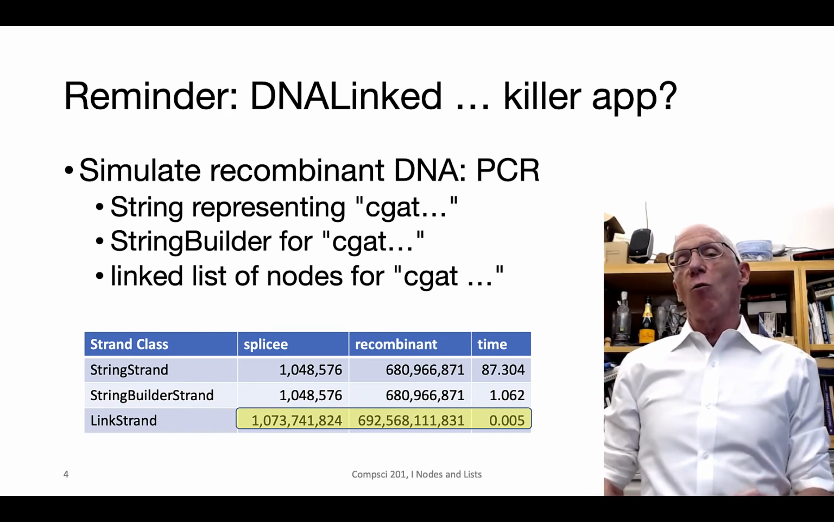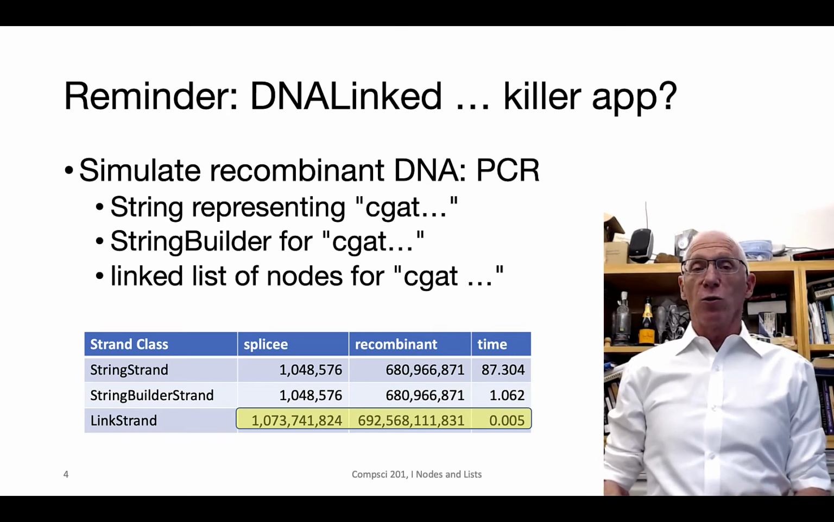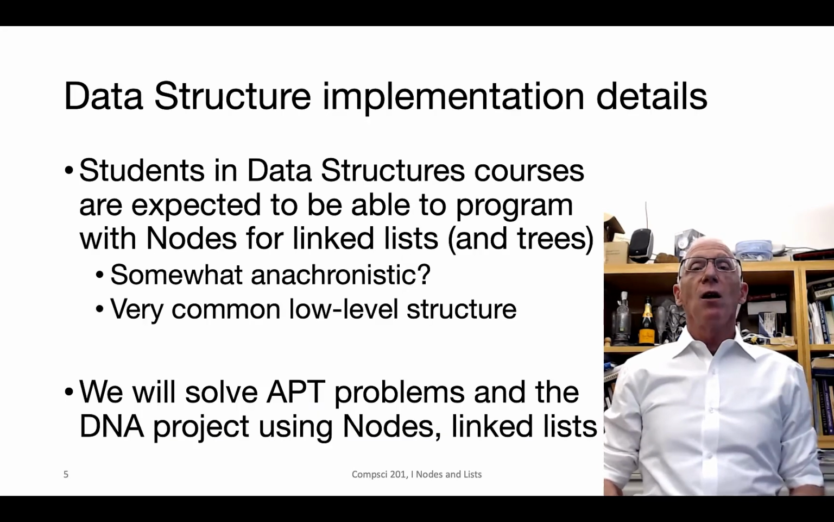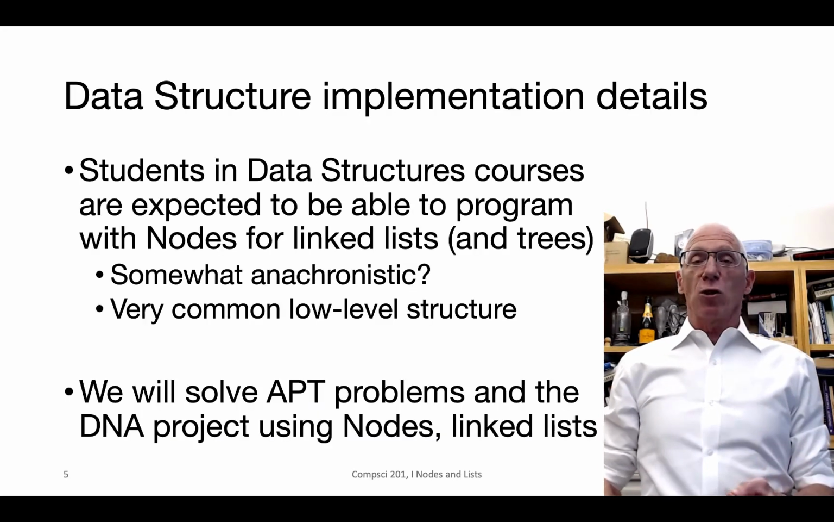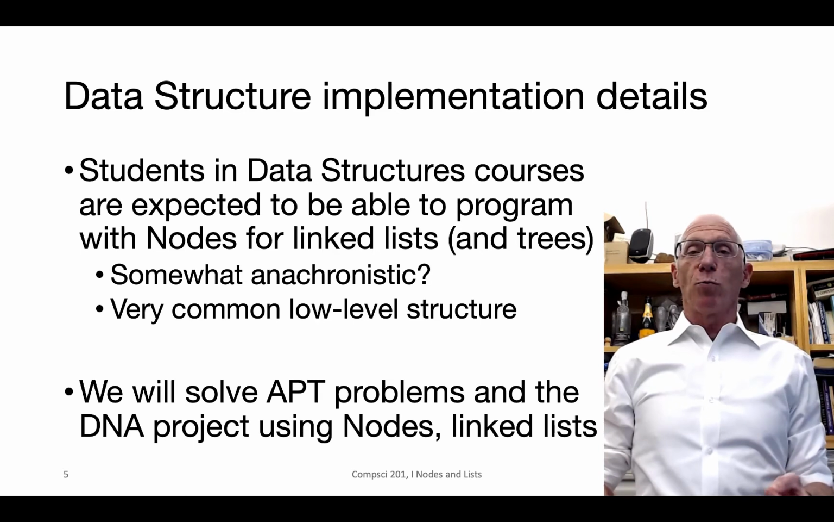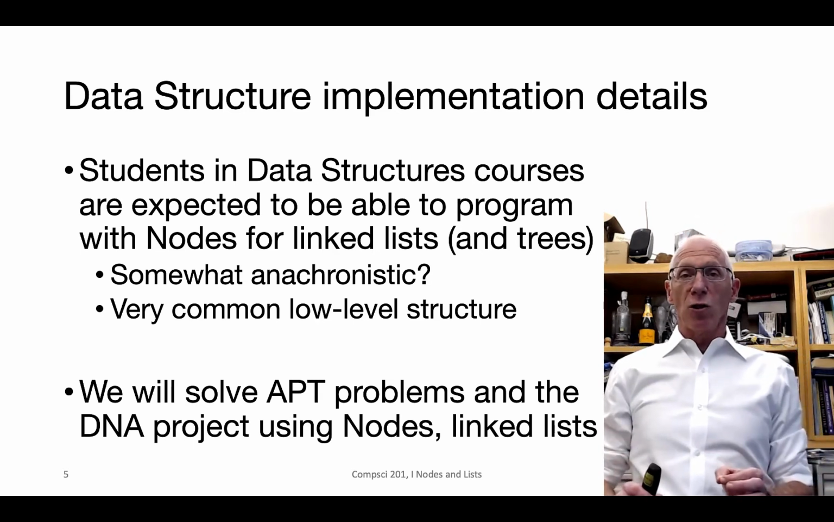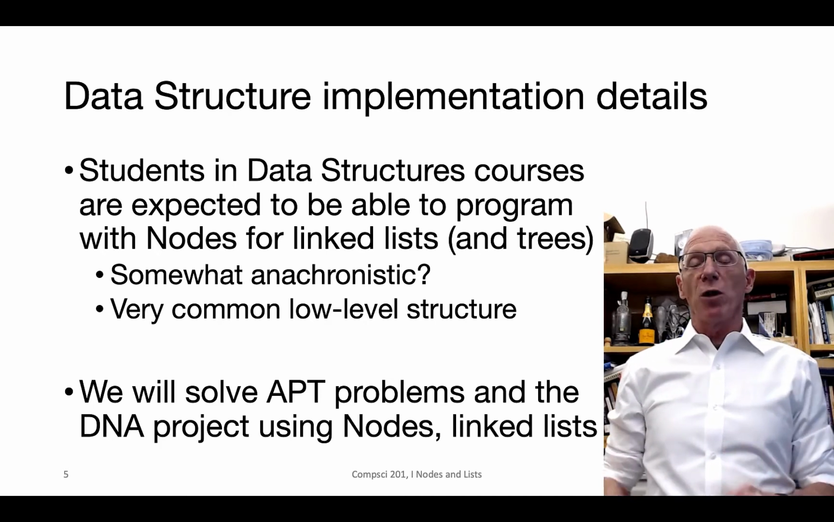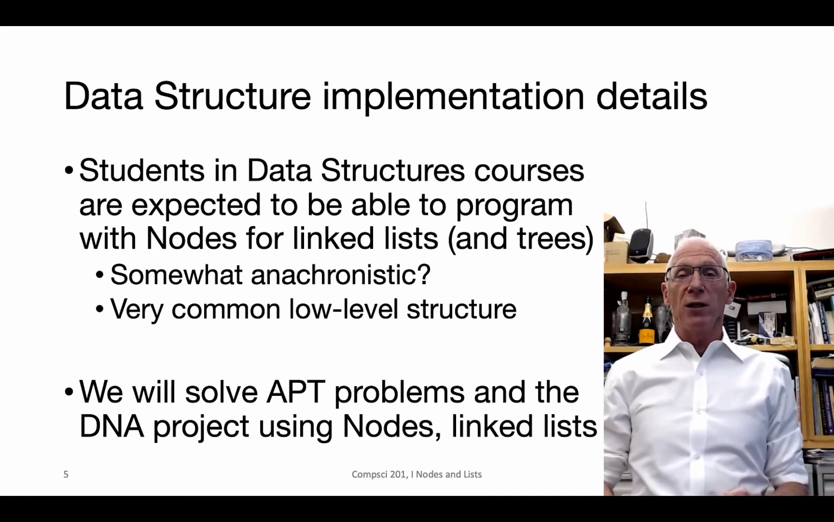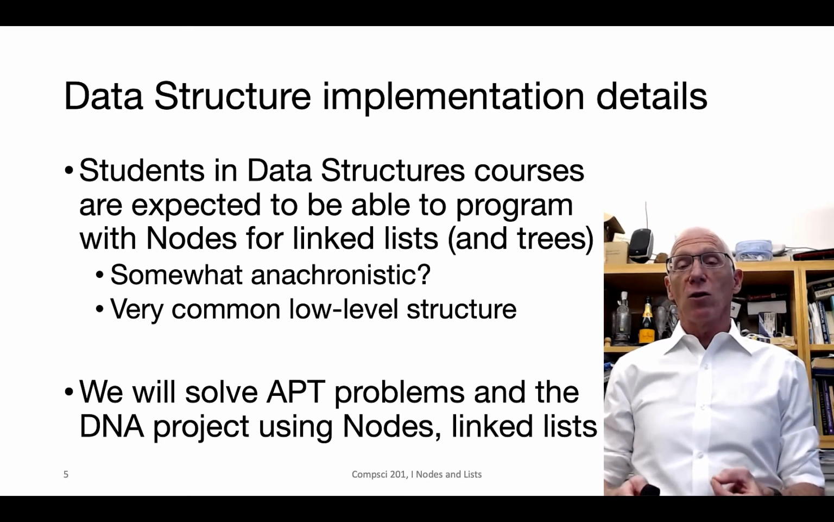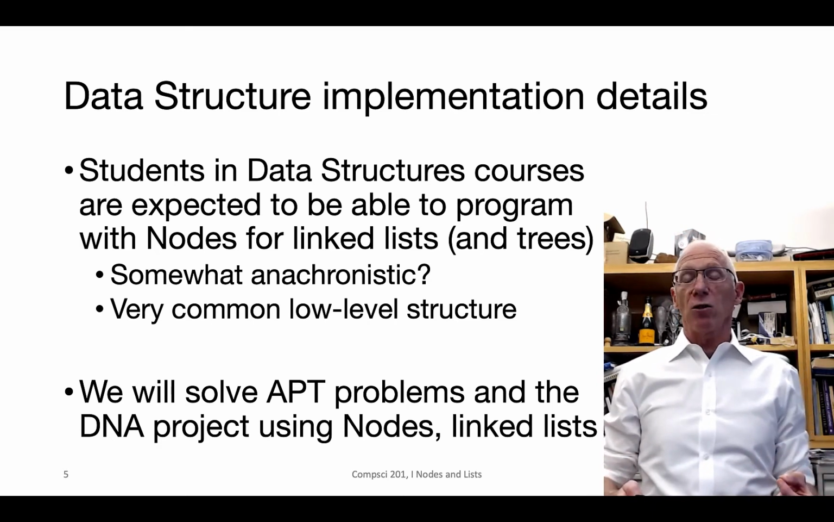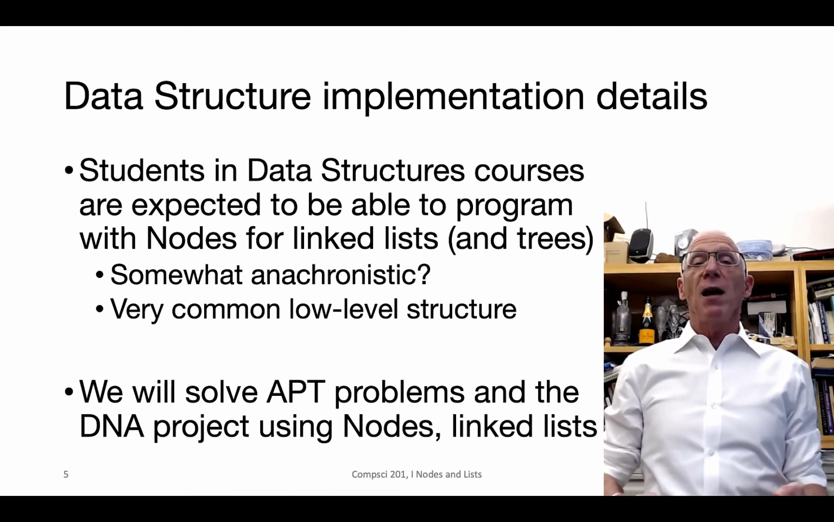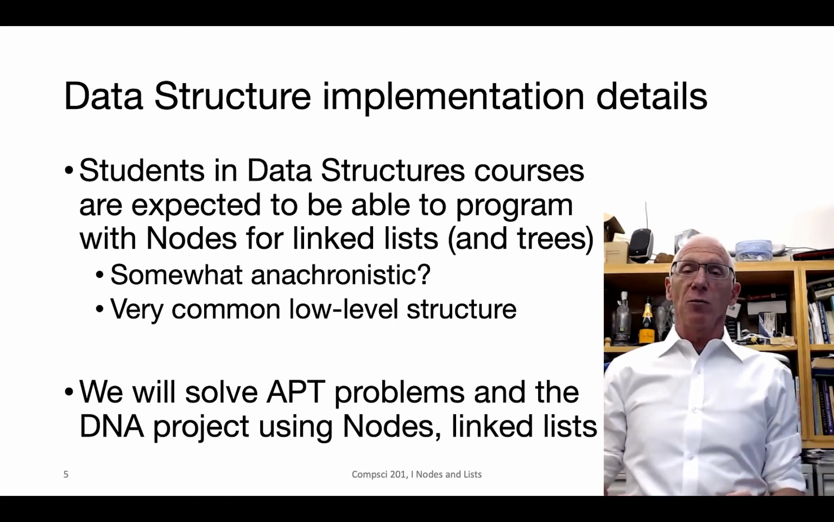And this is a review of the nodes that you'll use in implementing that assignment and in many other applications as well. In any data structure course, you are going to be expected to program with these low-level nodes, a little structure that stores some information and a pointer to another node. We'll see this again with trees. They are common low-level structures used to implement other data structures. And in 201, we'll solve the P4 DNA link problem, as well as APTs and other problems that leverage these nodes.